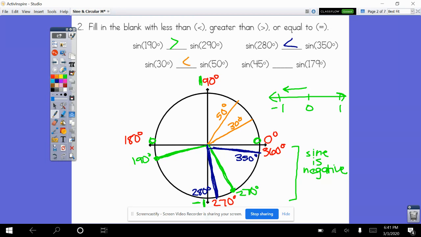And then last one, sine of 45 and 179. Well, 45 is between these two. 45. And then 179 is almost to 180. So 45 degrees is at a higher point than 179. So sine of 45 is going to be bigger than sine of 179.